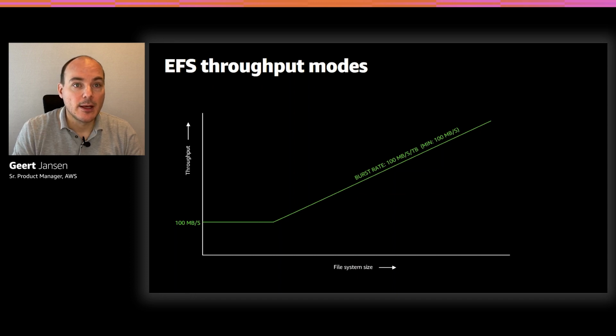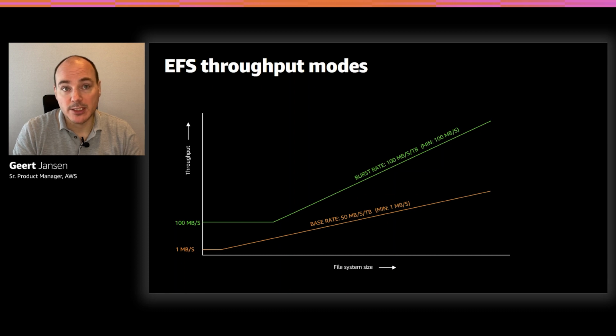Now, if your file system does not have any more burst credits, what will happen is you will fall back to the base rate, which is half of the burst rate at 50 megabytes per second per terabyte of storage, with a minimum of 1 megabyte. So just as an example, say your file system is 5 terabytes in size, you would be able to burst up to 500 megabytes per second.